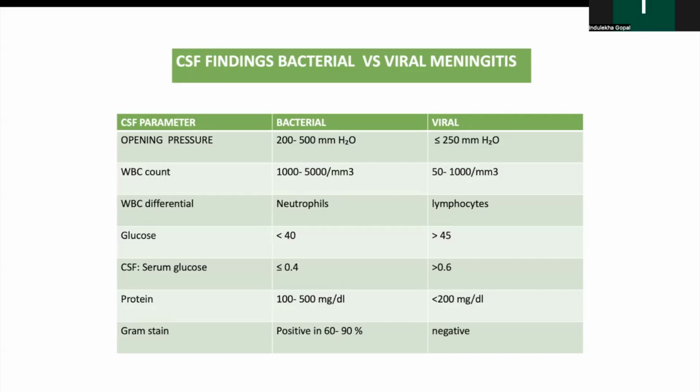The gram stain is very important. It will be positive in 60 to 90% of cases of bacterial meningitis. For viral, it will be negative. This is very important in clinical practice as well as for your board review questions, because if you see a case of meningitis, there will be CSF findings that they will be showing to you.